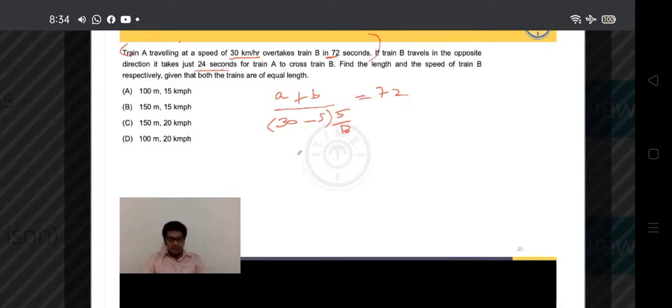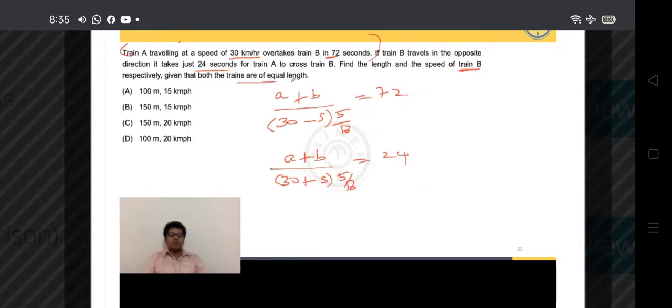So same distance I'll add. So I'll have A plus B divided by opposite direction should be 30 is the speed of the first train. Let the speed of the second train be S, so 30 plus S. So this is in kilometers per hour, so I should convert to meters per second, 5 by 18. This should be equal to 24 seconds. Now find the length and speed of the train B, given that both the trains are of equal length.